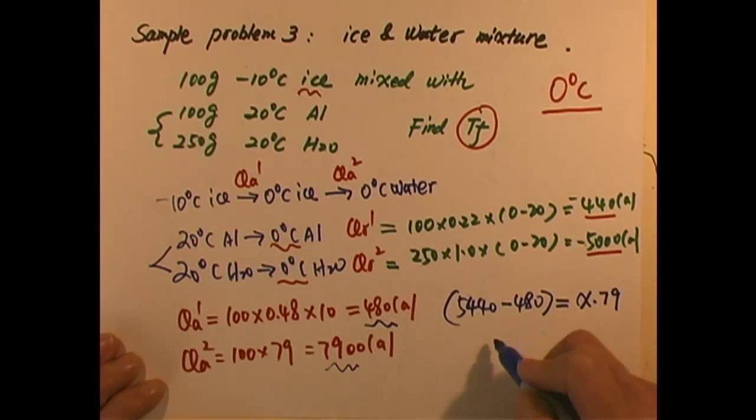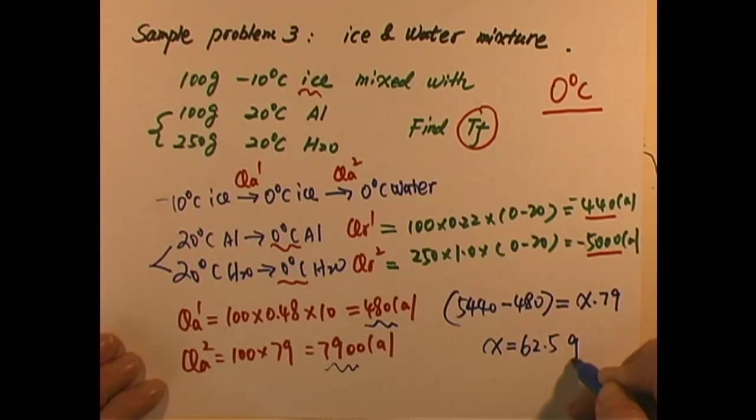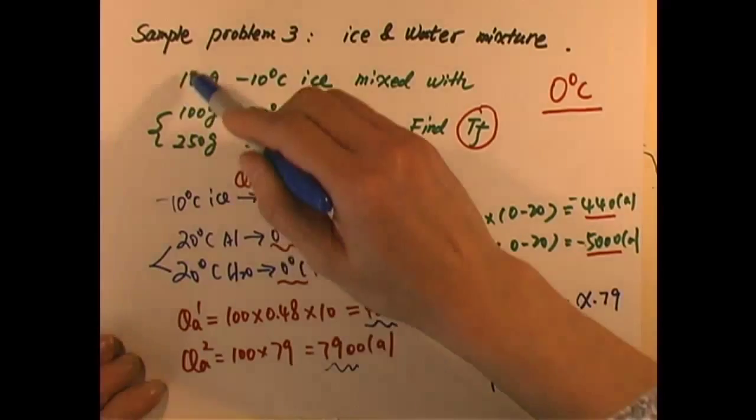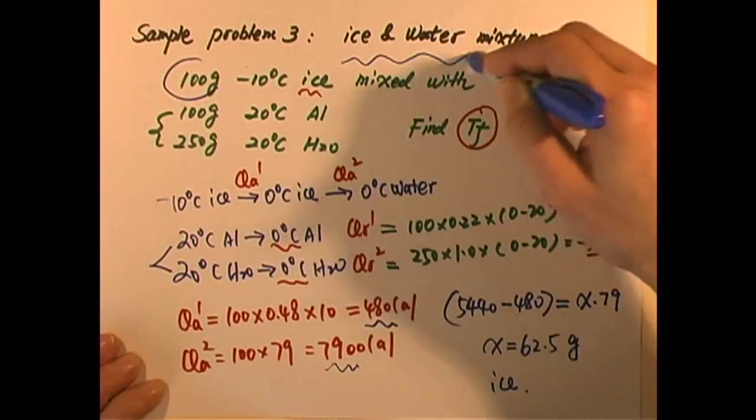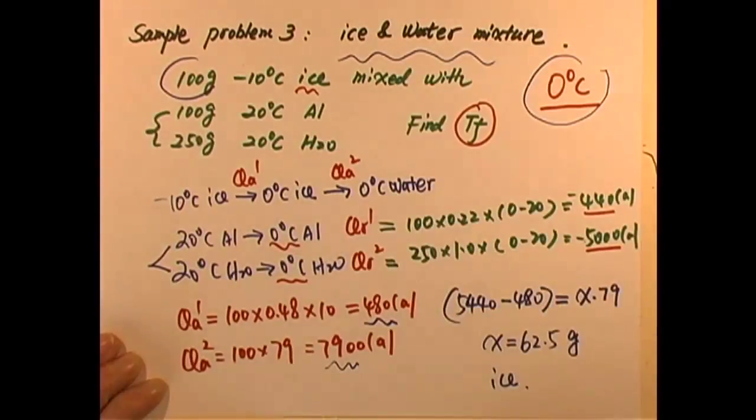As a matter of fact, we find that we can melt 62.5 grams of ice. Initially we have 100 grams, and that much will be able to melt. The leftover, which is 37.5 grams, will still be 0 degrees ice. So eventually this is an ice-water mixture. Final temperature: 0 degrees Celsius.